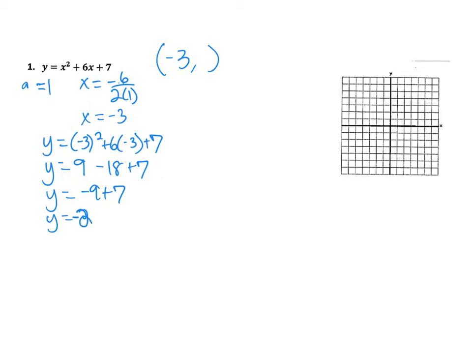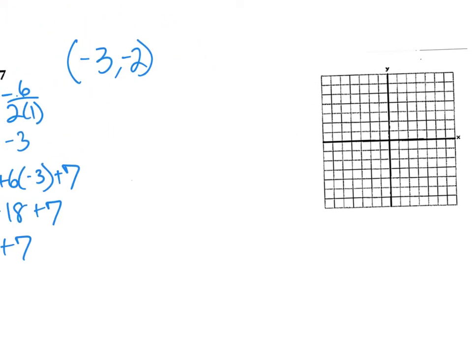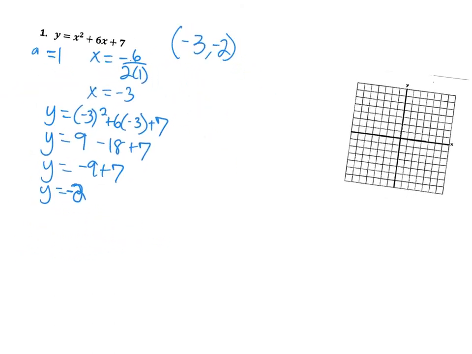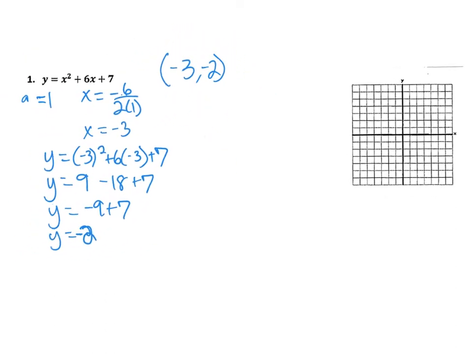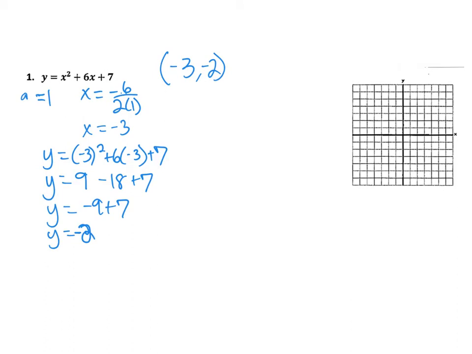Did you get your vertex? Negative 2? No. Okay. Graph your, let me make this a little bit larger for you. Oh, man. Okay. Negative 3, negative 2. Okay. Axis of symmetry, it's a line.